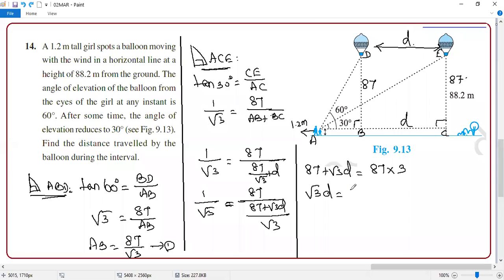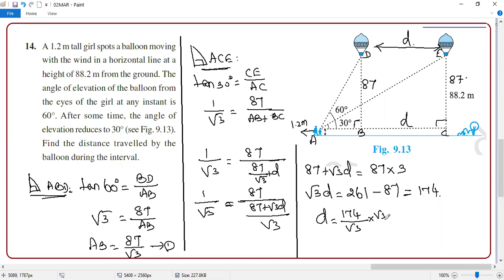261. Say it loudly, guys. At least this help I need. Okay, 261 minus 87. So what is the answer? Can you do and give me the answer, Hariharan? 174, sir. So D equal to 174 upon root 3.